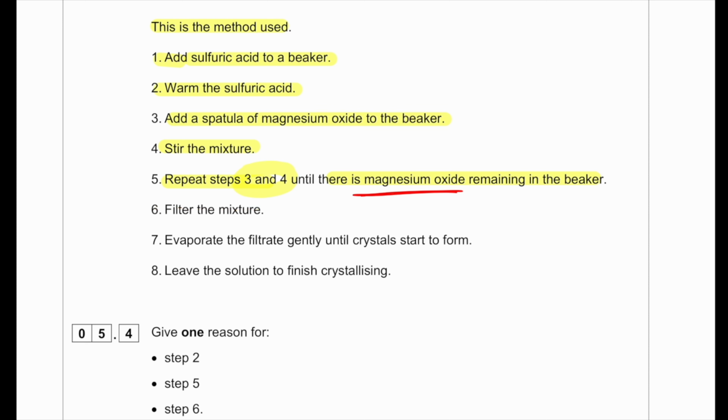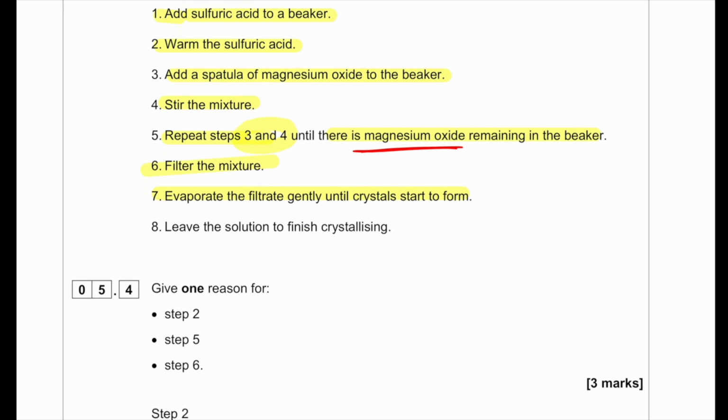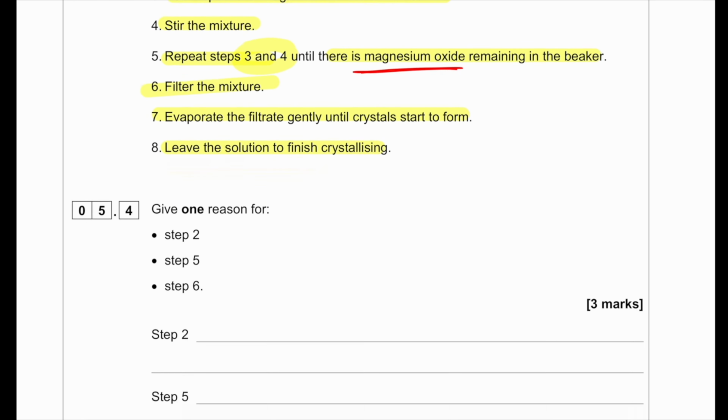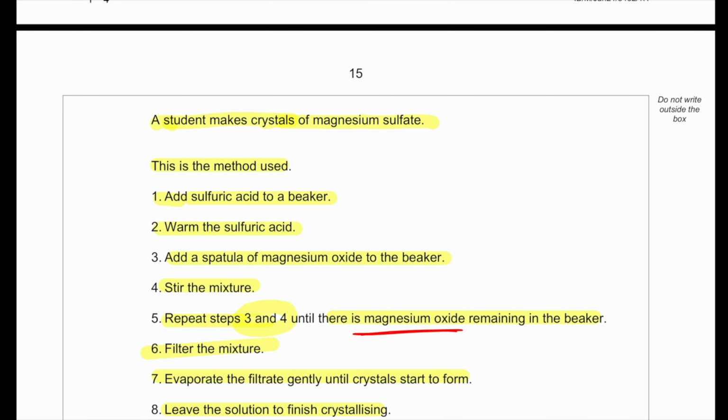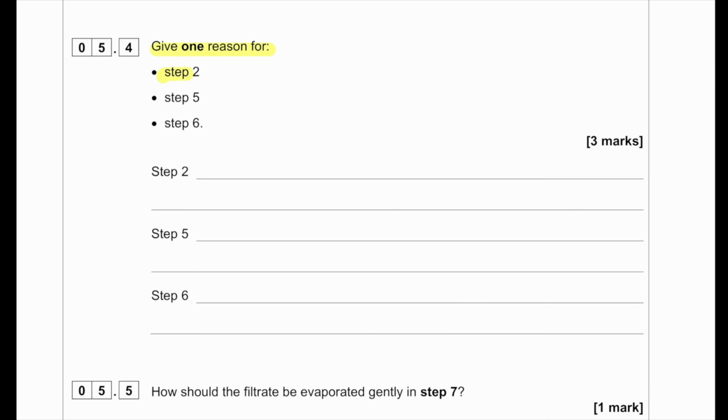Filter the mixture. So after that, the reaction mixture is filtered. Evaporate the filtrate gently until crystals start to form. Leave the solution to finish crystallizing. Give one reason for step 2. Okay, so step 2, warm the sulfuric acid. We want to give it activation energy so that the reaction is sped up. All right, so we can generally write to speed up the reaction.